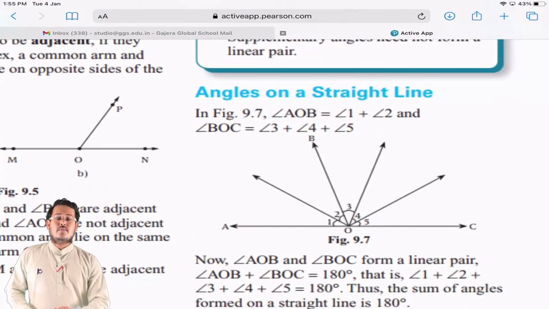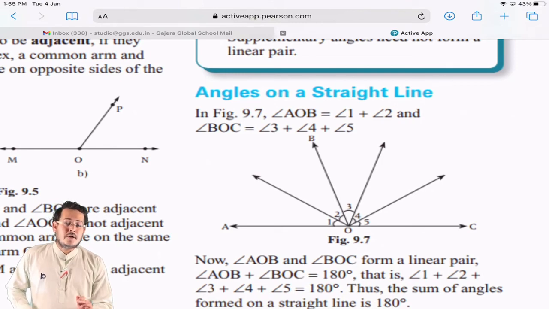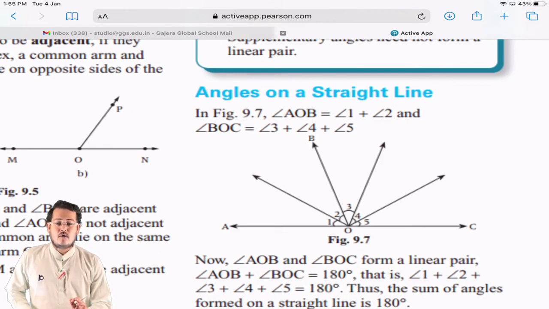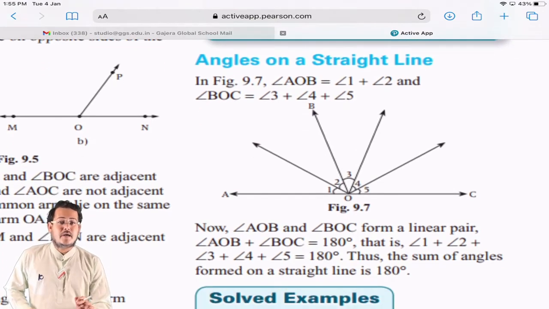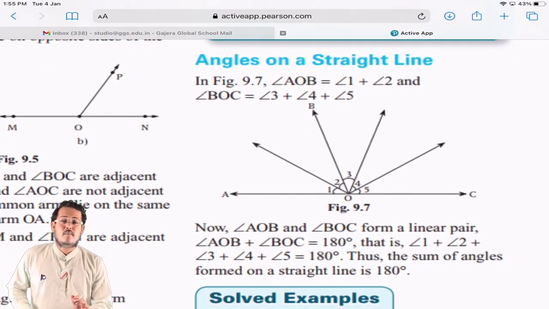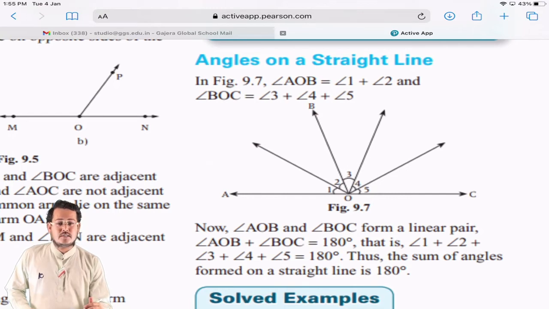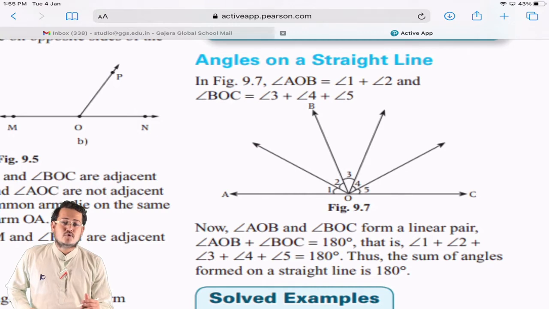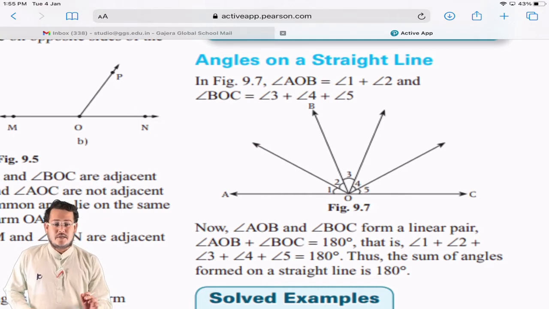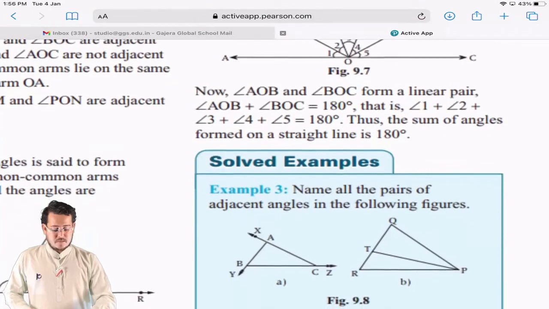Now, angles on a straight line. On a straight line, you can make n number of angles, but the addition of all the angles should not be more than 180 degrees. You can form n numbers of angles. As you can see, angle 1 is there, angle 2 is there, 3, 4, 5. But the summation of all the angles should be 180. We are having one example here.